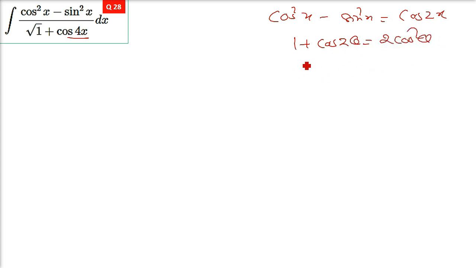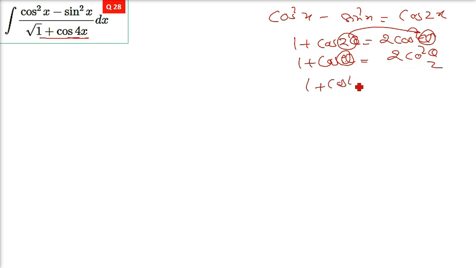Whatever theta we have on the left, it has to be divided by 2 on the right. For example, 1 plus cos theta is 2 cos square theta by 2. 1 plus cos 4 theta is 2 cos square 2 theta. So I'm just trying to land you on the actual denominator which you see here. 1 plus cos 4x can be written as, as I told you, whatever is on the left you have to divide by 2 on the right. So 4x divided by 2 is 2x. 1 plus cos 4x is 2 cos square 2x.